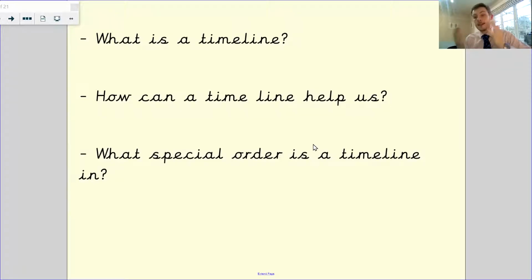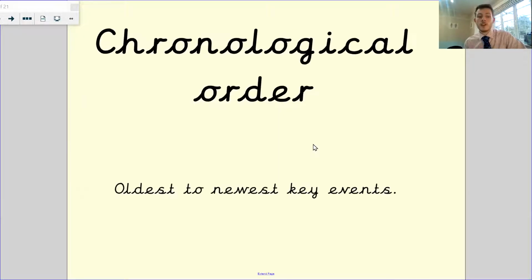So what is a timeline? How can a timeline help us? And what special order is a timeline in? These are all the questions that we're going to go over. So chronological order, that is the special order of a timeline. And the word chronological means to be in order from oldest to newest.